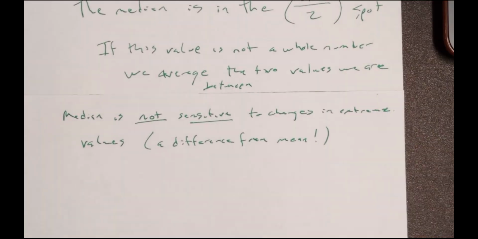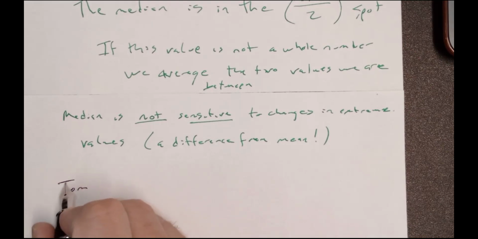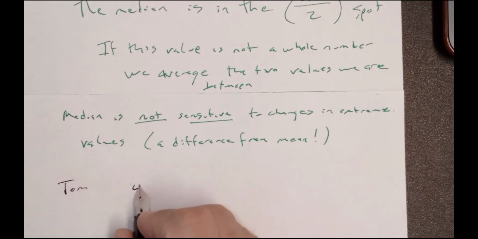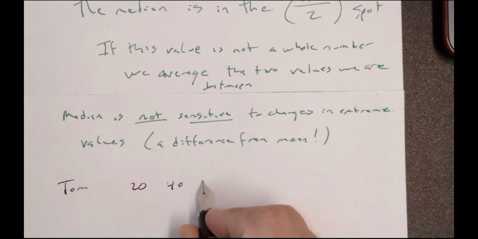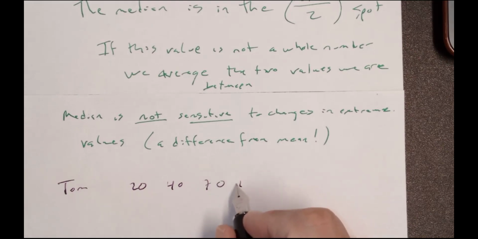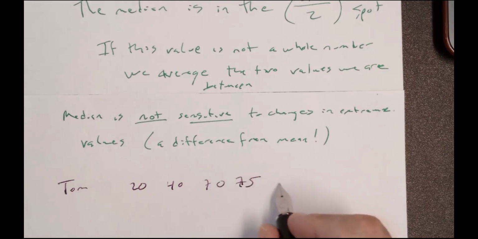Grades. I think this is an example I stole from the textbook. Students have taken 5 quizzes. Tom has quiz scores of 20, 40, 70, 75, and 80.